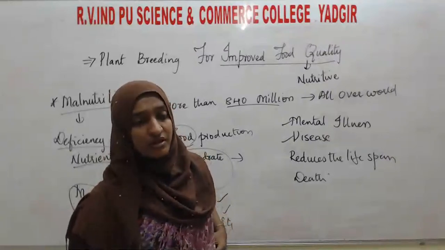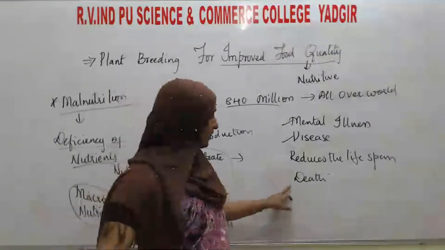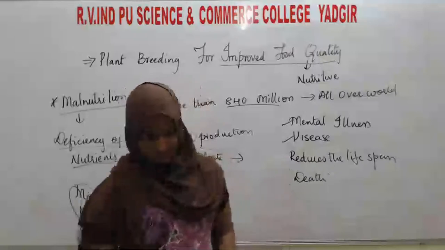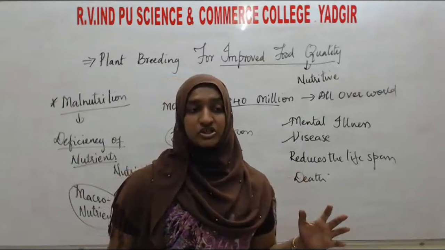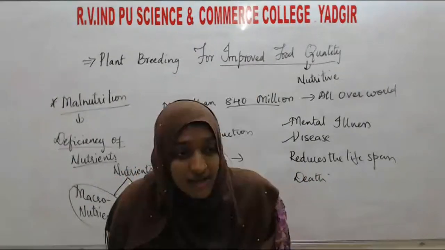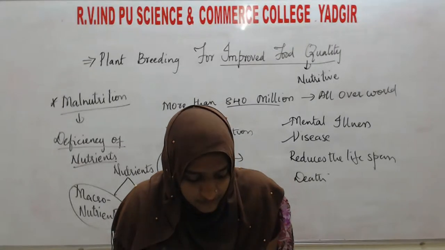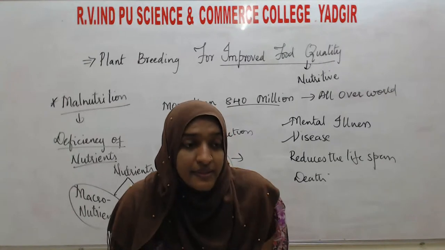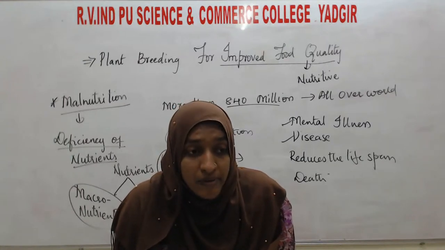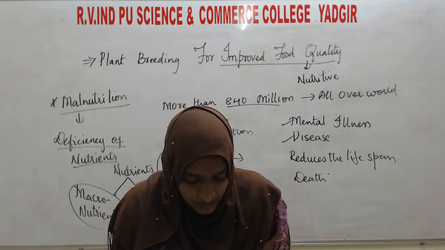That is also one of the diseases or syndromes that are going to cause that. It reduces the lifespan, and also one of the important deficiencies leads to mental problems. Okay, so whatever the vegetables, crops, grains, food crops there are, plant breeding is improving the quality of that particular food.